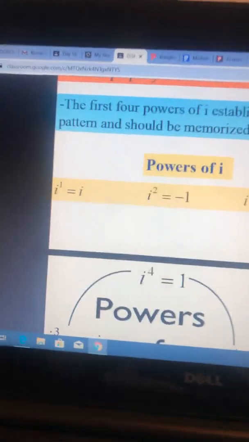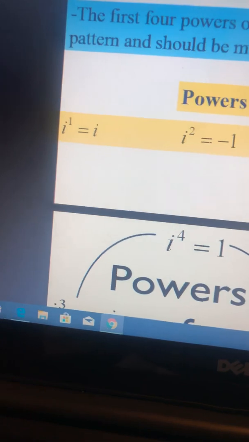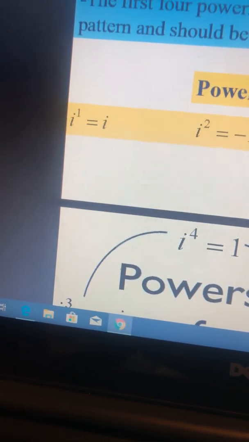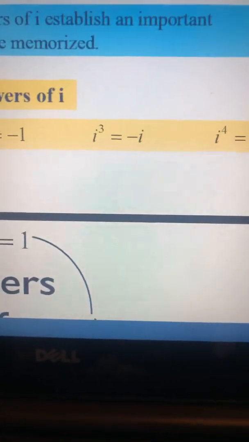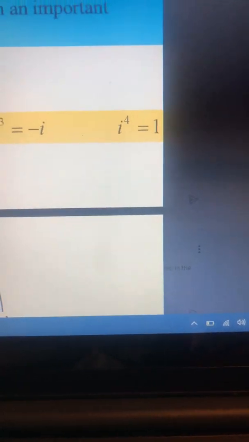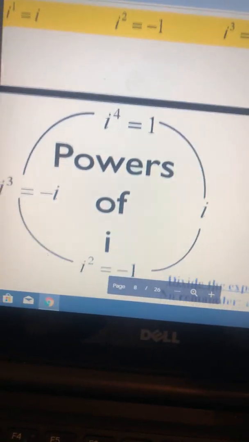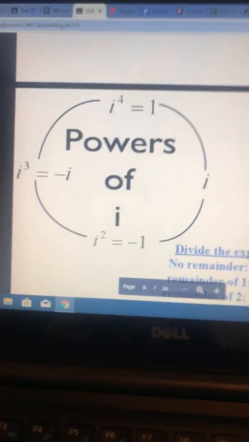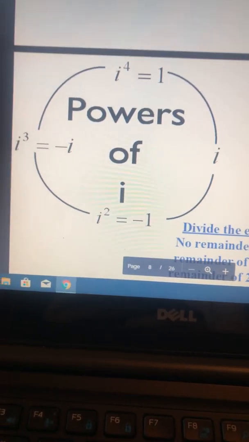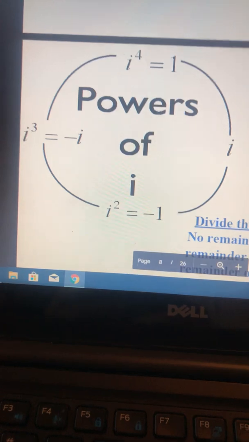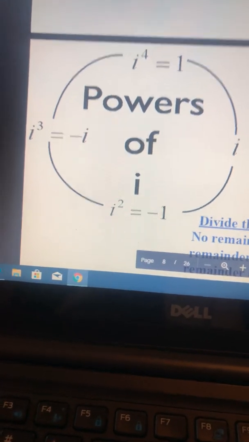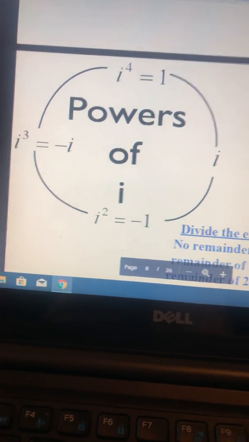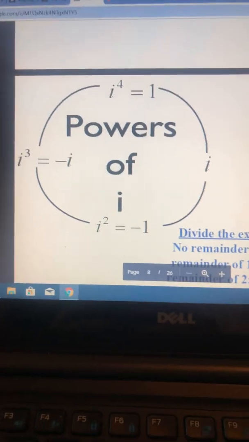Okay, so where we left off on our last video, we had i to the first power is equal to i, i to the second power equals -1, i cubed equals -i, and i to the fourth power equals 1. So really what we're looking at are the powers of i. And like I said, there is a pattern for the first four powers. Now, you can find any power of i by using this pattern, and it's through using remainders.